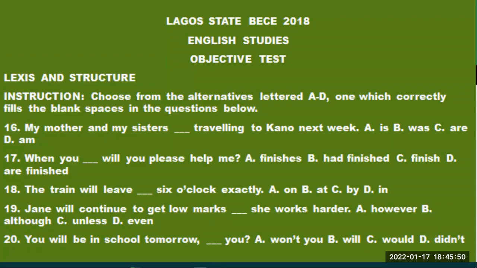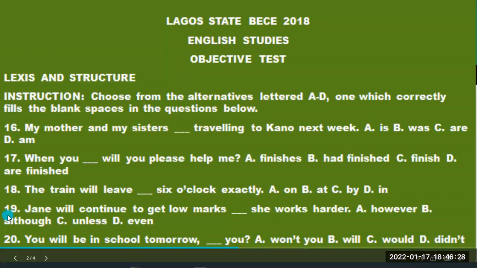You can use on, which is option A, with a day of the week. The train will leave on Monday, all right? On Monday. That can go, all right? But when you talk of in, you can say in a week's time, all right? That's how you can use in a week's time, all right?